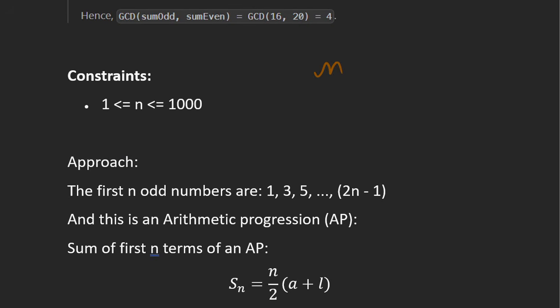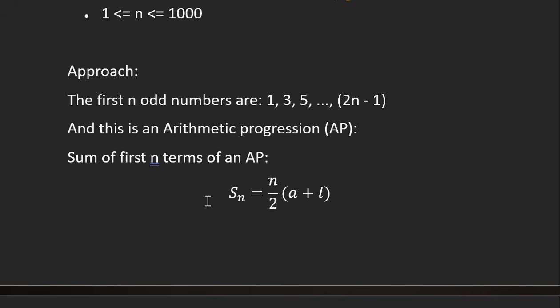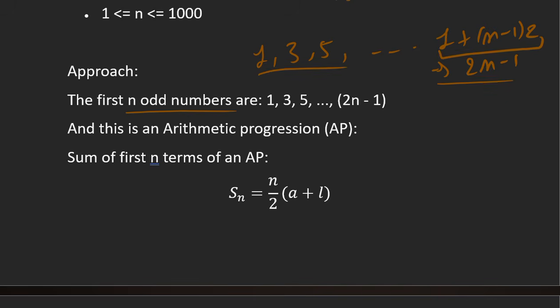Our n value can be up to 1000, right? So let's see the approach part. As we know, our first n odd numbers are 1, 3, 5 and so on up to 1 plus (n minus 1) into d, where d is 2, right? So that is 2n minus 1. These are the first n odd positive numbers.